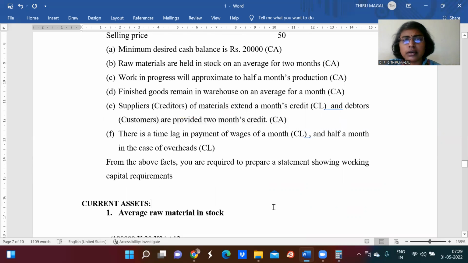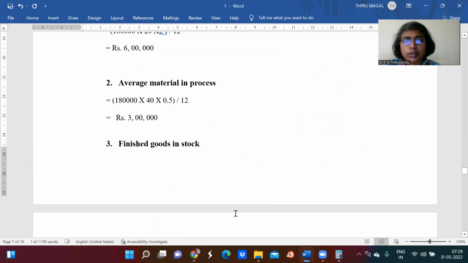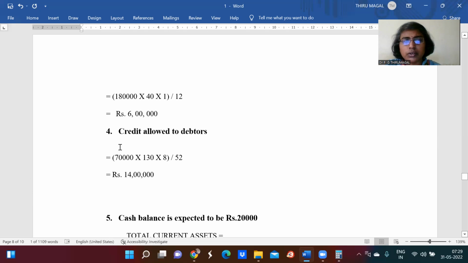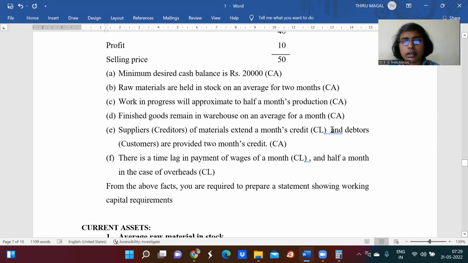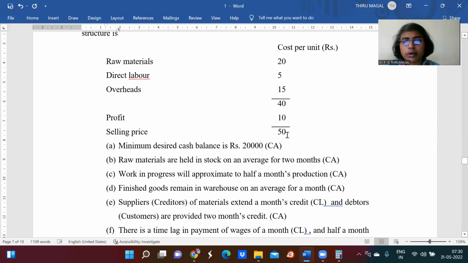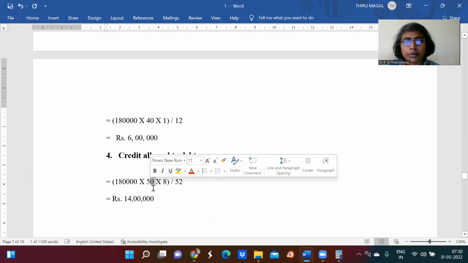Debtors. Debtors 2 months credit is given, and we'll find out the selling price 50. So we'll use that one. So the next current asset is debtors. You can see the number of units is 1,80,000. We can use that one. And the selling price per unit is 50. And how many months is given for debtors? It's 2 months credit. So we'll use the data, 50 selling price per unit.